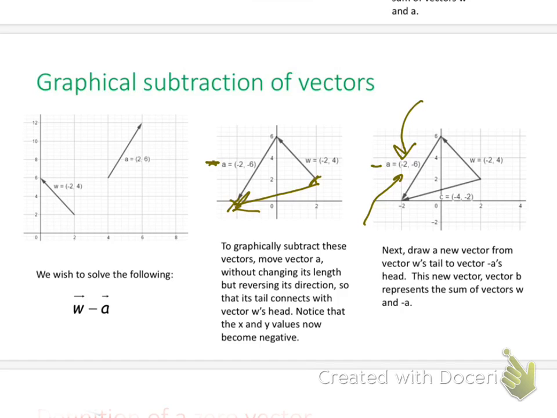This vector is -A. This vector is +A. Notice the difference in direction. All right, so that's your subtraction. When you bring over the vector that you're going to subtract, look at the X and Y coordinates and do the opposite of what you see.